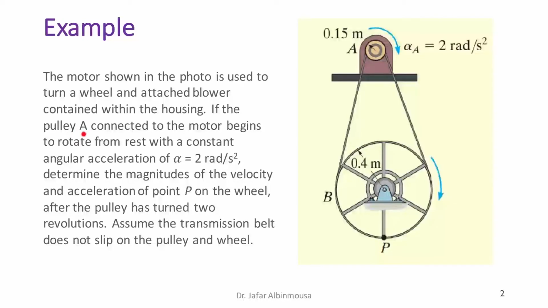Now, if the pulley right there, A, connected to the motor begins to rotate from rest with a constant angular acceleration alpha A, which is 2 radians per second square, we would like to determine the magnitude of the velocity and acceleration of point P on the wheel after the pulley has turned 2 revolutions, assuming that the transmission belt, which is right here, does not slip on the pulley and the wheel.